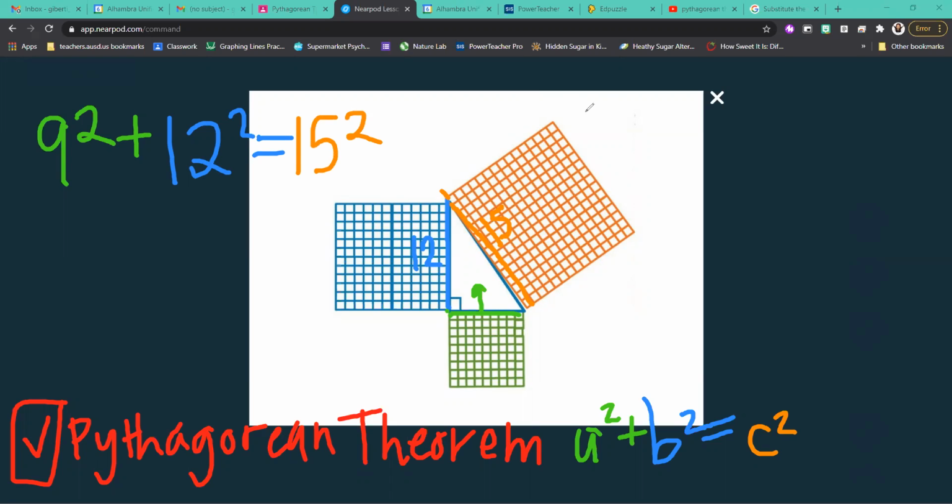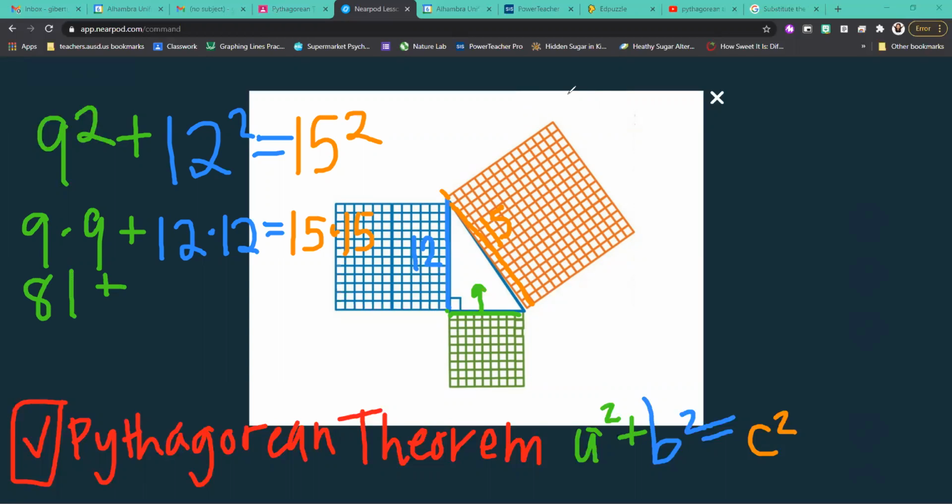Now, if I have 9 squared, that's the same as 9 times 9. And then I have 12 squared, which is the same as 12 times 12. That little dot means multiplication, by the way. And then I have 15 squared, which is the same as 15 times 15. Now, if this is true, if I can prove it, it should equal it. So 9 times 9 is 81.